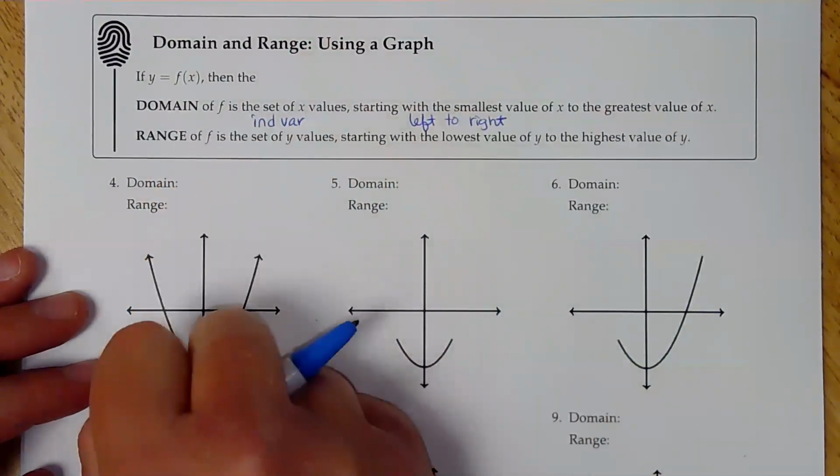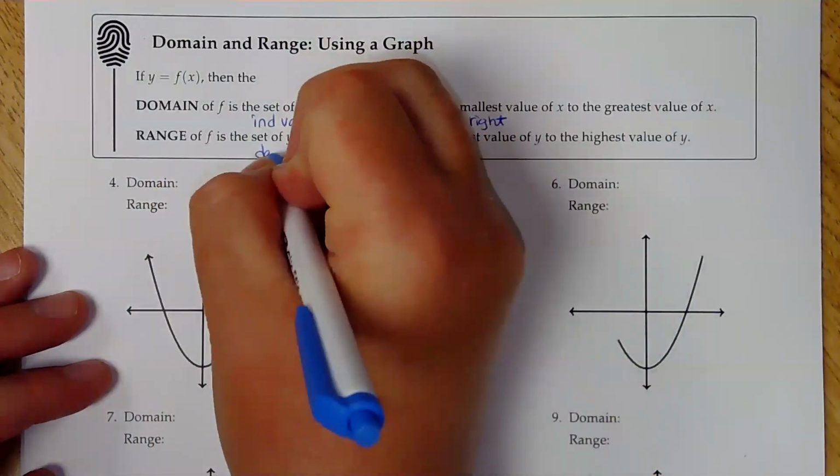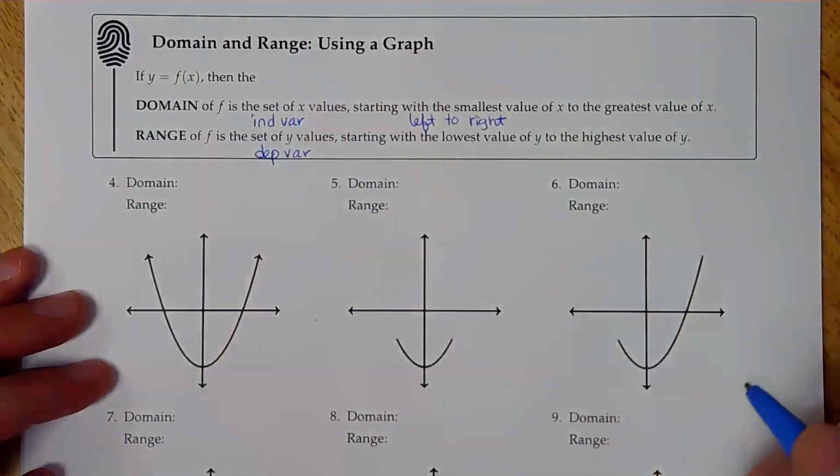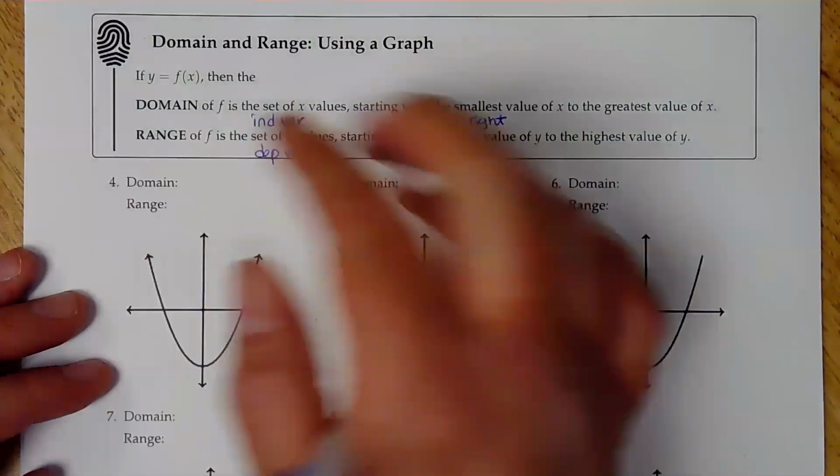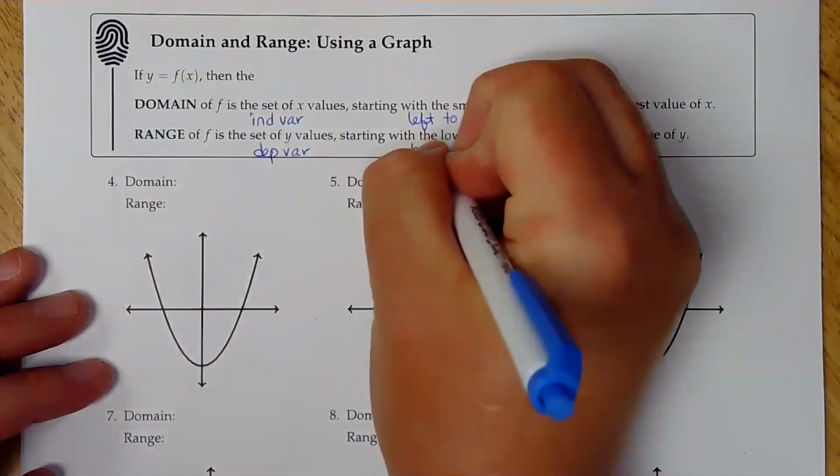And the range of f is a set of y values, so our dependent variable. And we're going to start with the lowest value of y and go to the highest value of y. So you want to go from bottom to top.